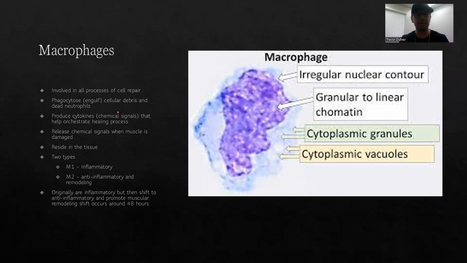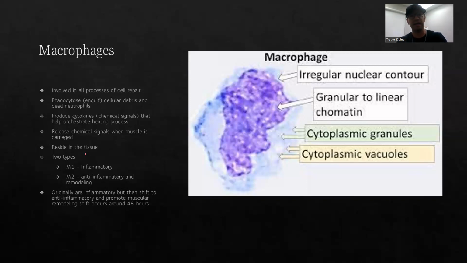They produce cytokines, chemical signals that help orchestrate the healing process. We're going to find that at certain times they produce different chemical signals that produce different reactions. The resident macrophages, the macrophages that are already in the tissue, are going to release chemical signals when muscle is damaged. So we'll talk about the satellite cells in a second here, but the cells that are in the muscle tissue are what are releasing these chemical signals to recruit the immune repair cascade.